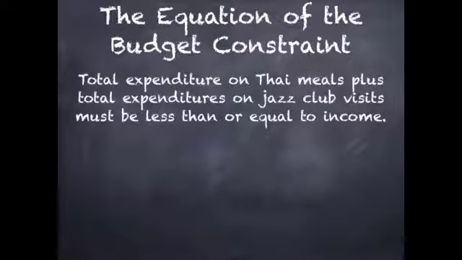So what we want to do is take a look at what equation represents the budget constraint. If we just add our total expenditures on Thai meals to the total expenditures on jazz club visits, it must be less than or equal to our income. So it can't be greater than that. We can't spend more than we've budgeted on those two items. So we can spend exactly the money we have budgeted or less.